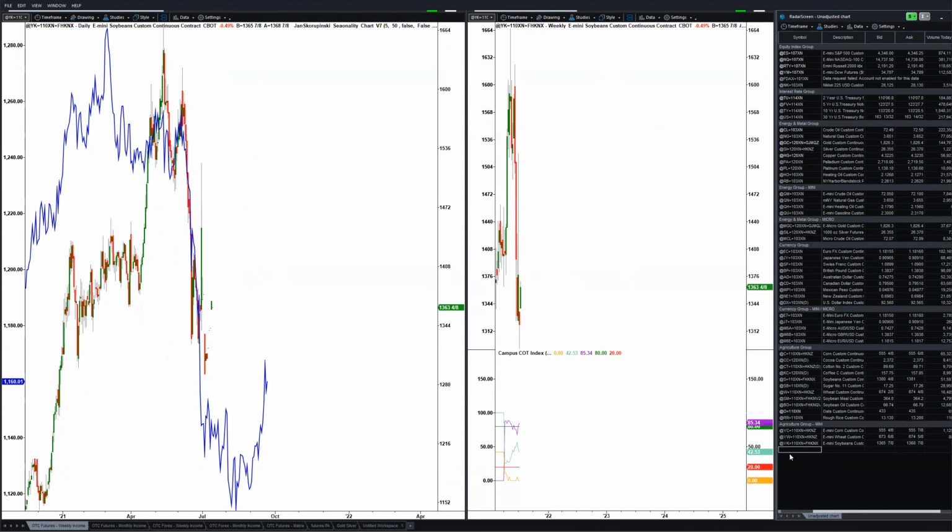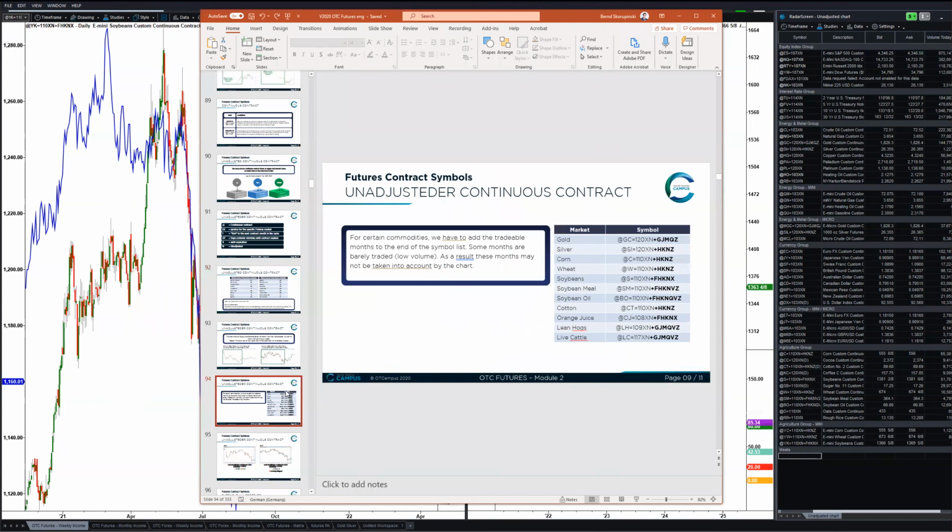All right, now the meats and the softs, and then we are done. Literally done. Meats. I can copy paste now here. The hogs.